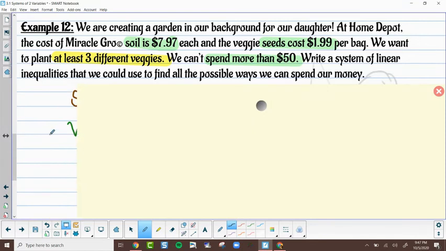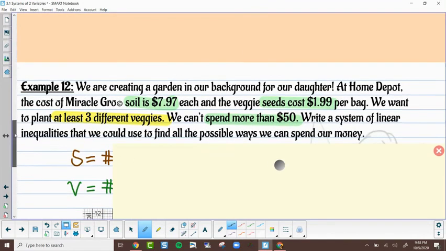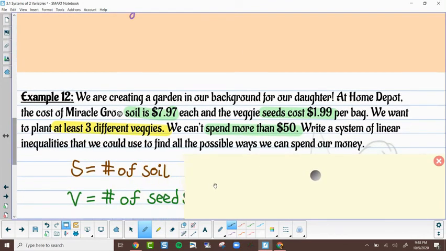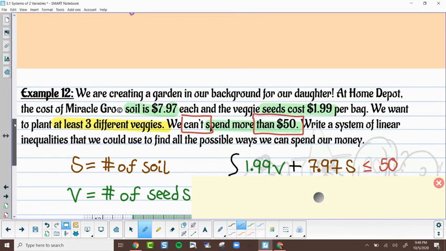So first things first, we're going to need to define some variables. So that's what I did here. S is for the number of soil, and V for veggies, the number of seeds. Money is all in green. So the first equation you'll see is my money equation. So $1.99 per veggies, and then $7.97 per bag of soil, and you'll see it is less than or equal to 50 because I can't spend more than 50. So I could spend 50 or less. So I could spend $40, $30.